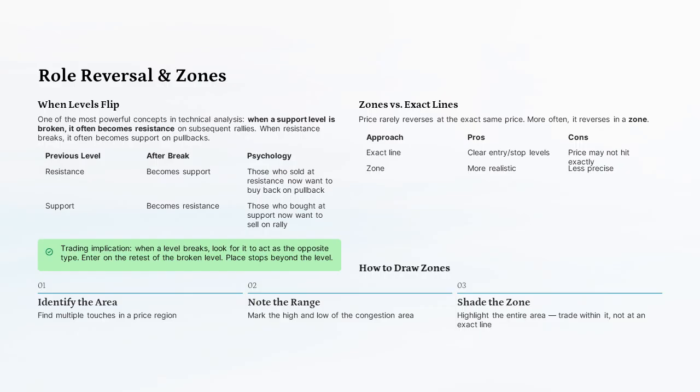For example, a support zone might be from 1.0950 to 1.0960. You might place a buy limit at 1.0955 in the middle of the zone. Your stop goes below the zone at 1.0940. Your target is the next resistance zone above. This approach is more realistic and will keep you in trades that an exact line approach would miss.